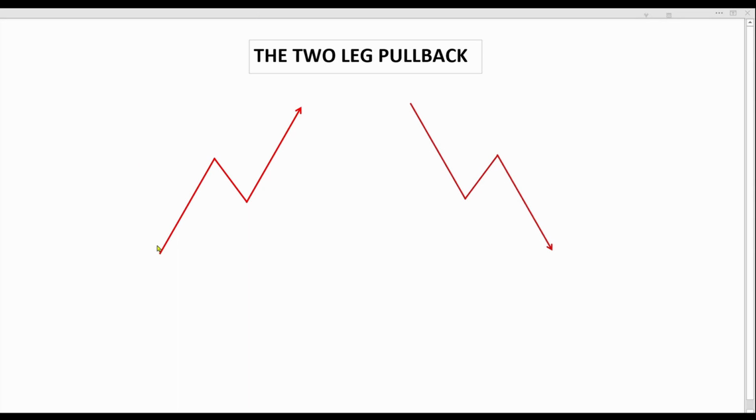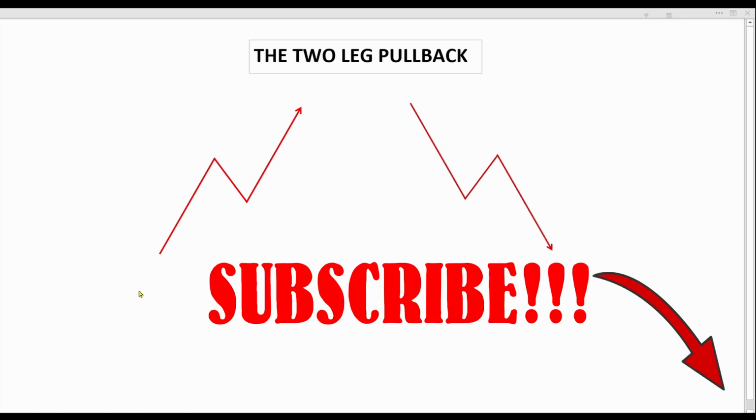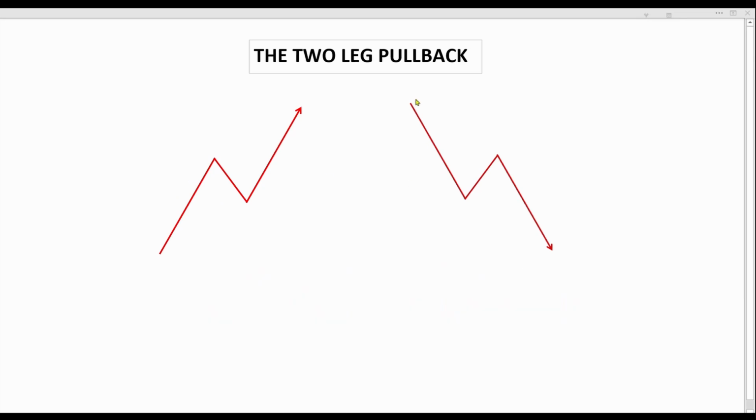Everything moves in pairs, and it looks like a ray or a lightning in an uptrend, or the same thing in a downtrend. So it's basically composed of one impulse, a correction, and another impulse. The same thing if it's going downtrend: one impulse, one correction, and one impulse.